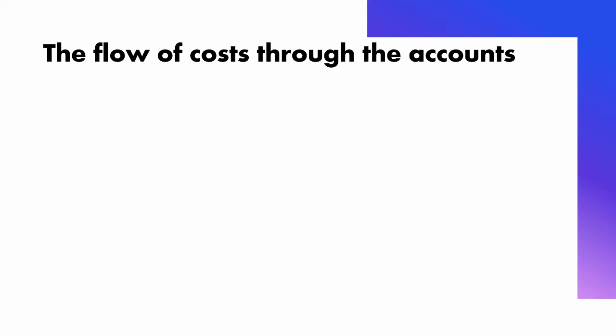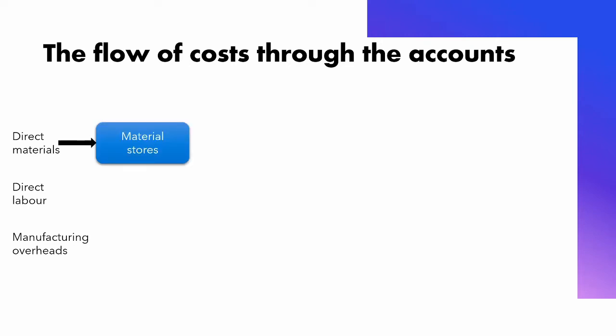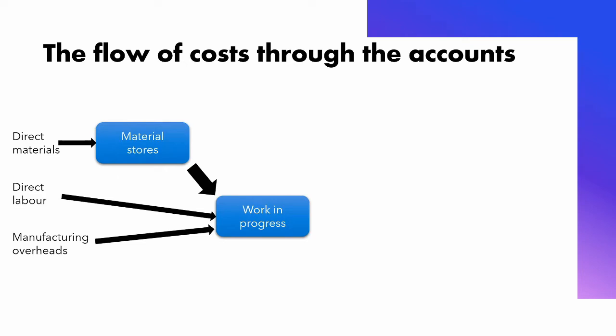Let us briefly remind ourselves how our costs flow through the accounts. First, we have our costs of direct materials, direct labor, and manufacturing overheads. Our direct materials are purchased and stored in the warehouse until we need them for production. When we begin production, our costs are then transferred to the work in progress account. Once the job is complete, we transfer the job out of work in progress and into finished goods, where it stays until the goods are sold.